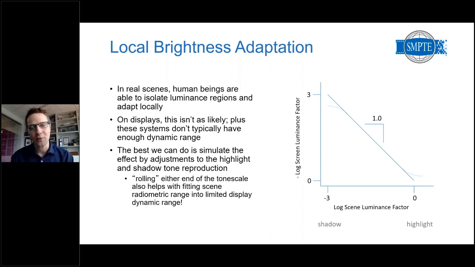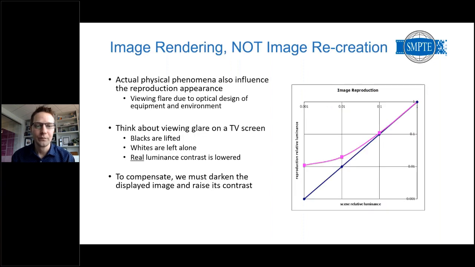And so one of the tricks we employ in system design to have our imaging systems represent that phenomenon of vision is to not produce that straight line response, but instead do what's called rolling the tone scale. So we try to elongate the scene luminance that is actually rendered to a screen luminance by lowering the slopes on either end and putting in that nice rolled feature. Anyone who studied film knows this curve shape famously.